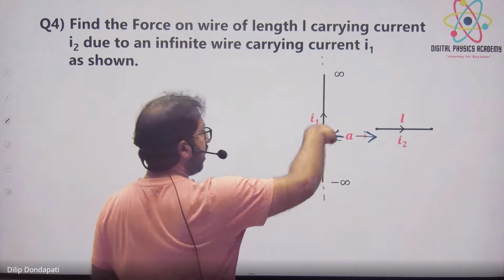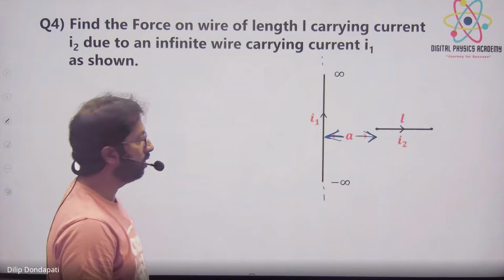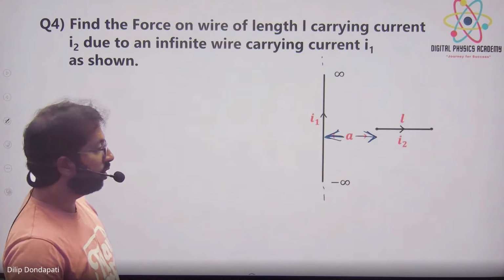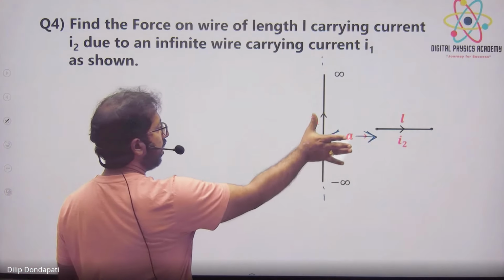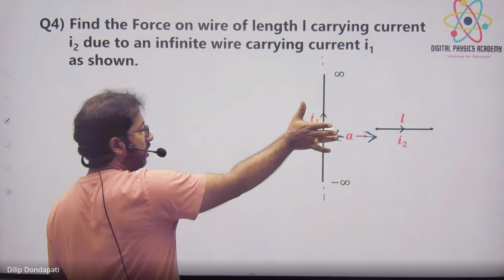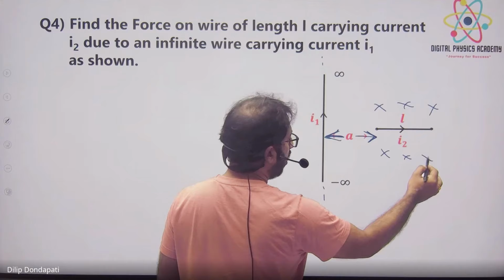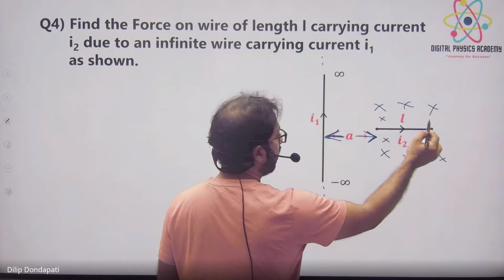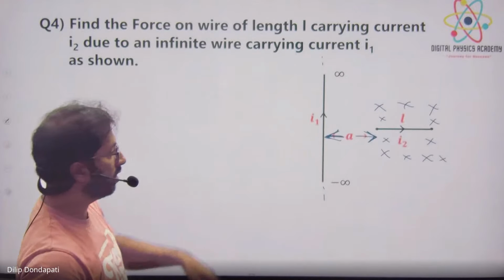Tell me, because of this current carrying wire, is there a magnetic field here or not? Yes. Which direction is the magnetic field? Because of this current carrying wire, what is the magnetic field direction? Look, the thumb indicates the direction of current and the curled fingers indicate the direction of the magnetic field. So the magnetic field is inwards. Now you know that when a current carrying wire is placed inside a magnetic field, there is definitely a force on this wire. He is asking how much the force is.